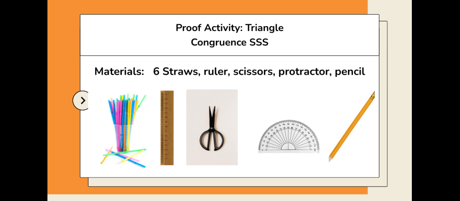I usually use 3 colors of straws. So every 2 straws are the same color, since the students will be building 2 separate triangles.